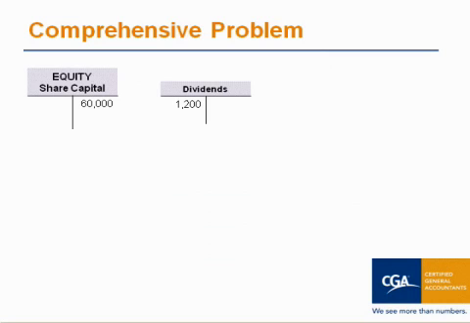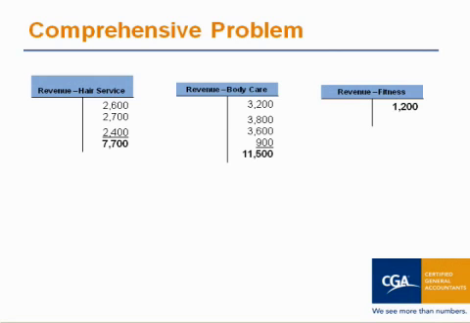In our shareholders' equity section, our share capital is unchanged with the balance of $60,000, and our dividends, we did declare dividends, we have a debit posting of $1,200. With regards to our revenue accounts, our three revenue accounts, summing up the transactions for all of the month, we have a closing balance of $7,700. Closing up our body care revenue, we recognize that we have a credit balance of $11,400. And for fitness, if you recall, we recognized $1,200.